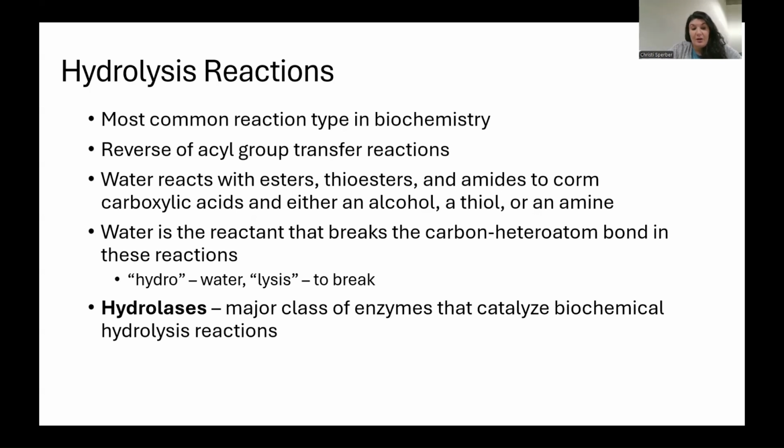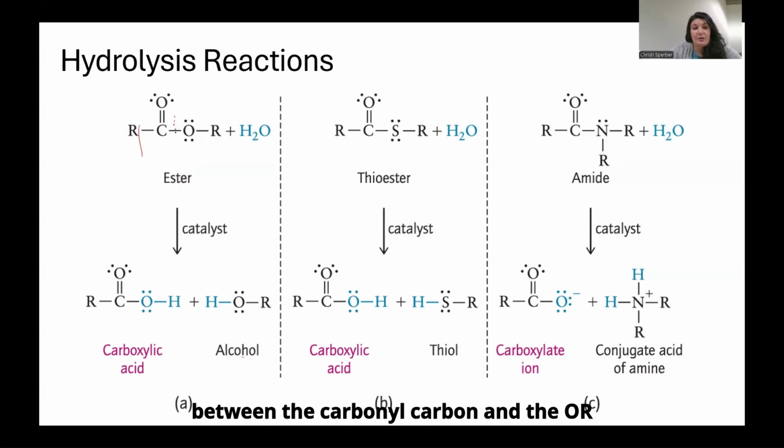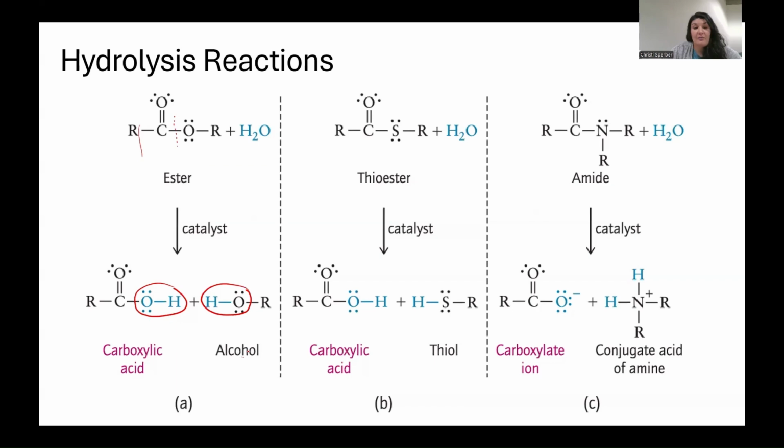Hydrolases are a major class of enzyme that catalyzes these biochemical hydrolysis reactions. So these are the three main hydrolysis reactions. We have ester going to a carboxylic acid and alcohol. We break the bond between the carbonyl carbon and the OR group. We add OH to the carbonyl carbon and a hydrogen to the oxygen of the OR group. We create a carboxylic acid and an alcohol.